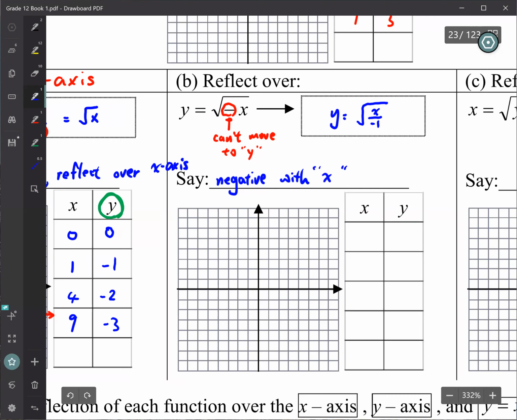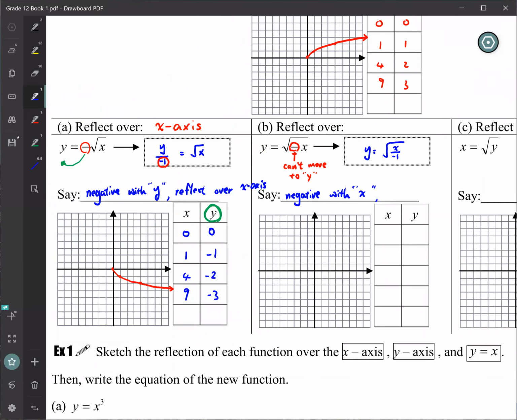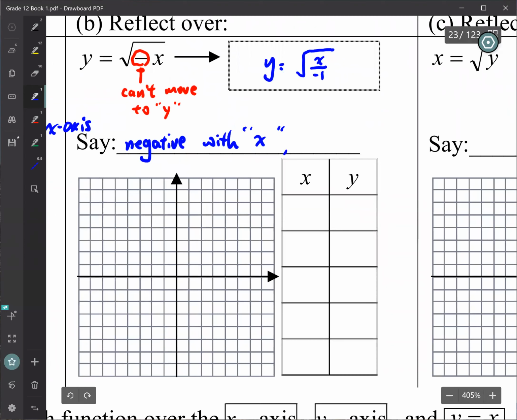what do you think will happen? Kelly? It will reflect over the y-axis. Yeah, so by symmetry, if a negative with y reflects over x, negative with x reflects over y-axis. Okay. So it's a pretty easy rule to remember, right? Just say the opposite. So let's see if it's really true.